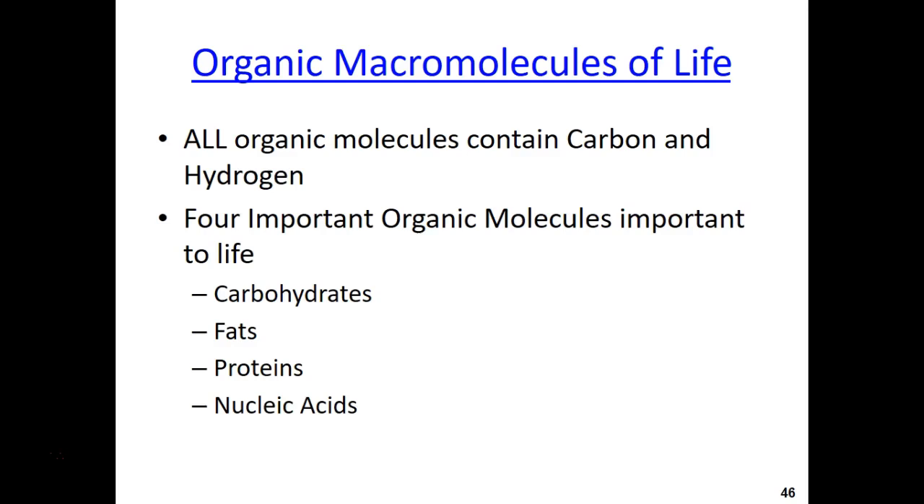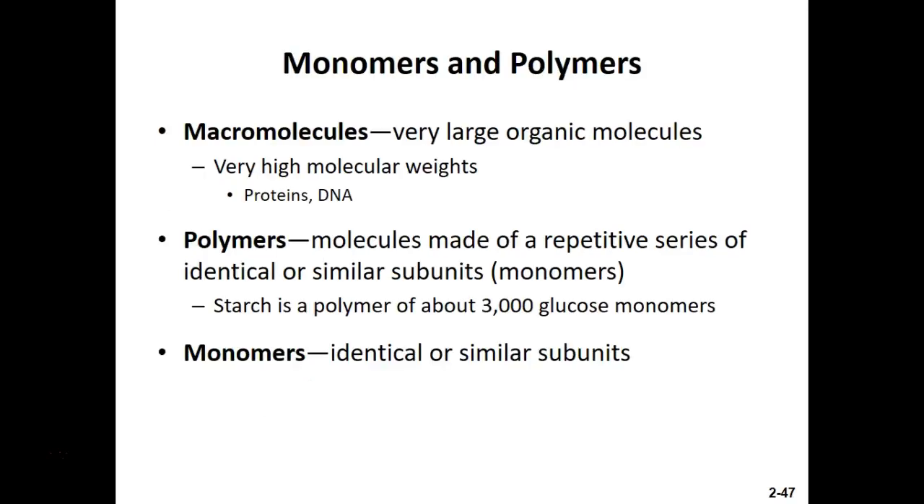So the four important organic molecules that make up living things are carbohydrates, fats, proteins, and nucleic acids. Macromolecule is just a super large organic molecule. A macromolecule is also known as a polymer. A polymer is just a large macromolecule that is made up of small subunits that typically are either going to be identical or similar. So a monomer is a small molecule that builds up larger polymers.